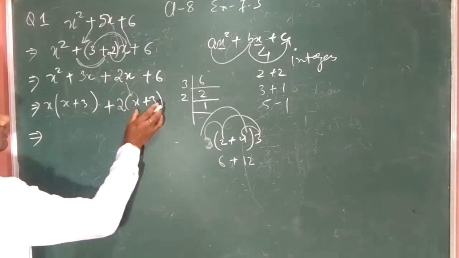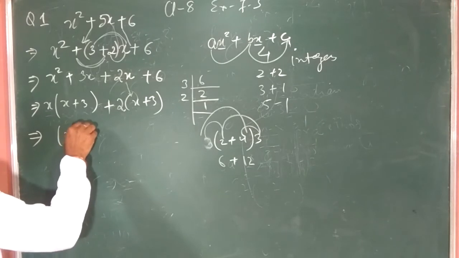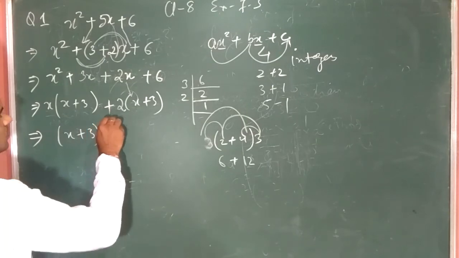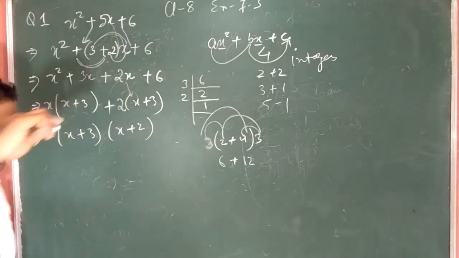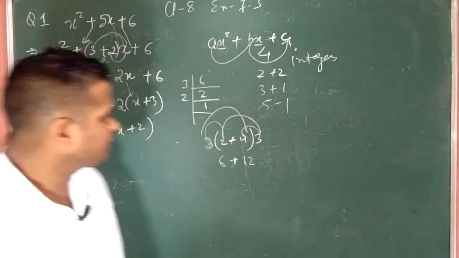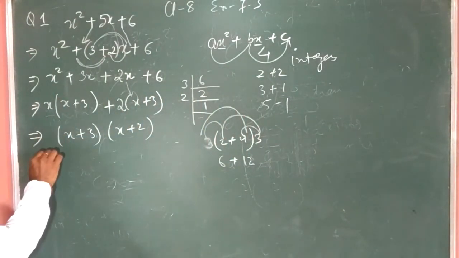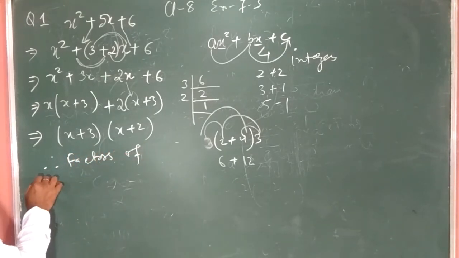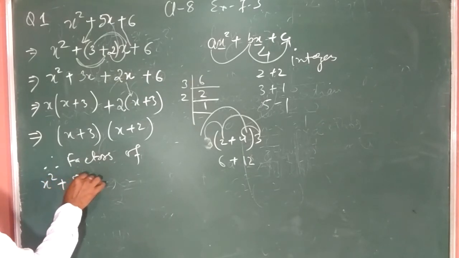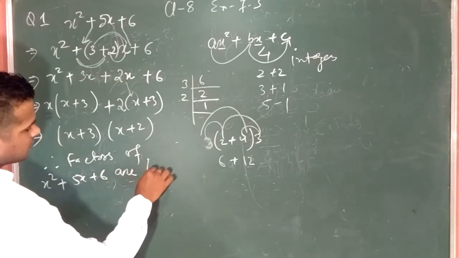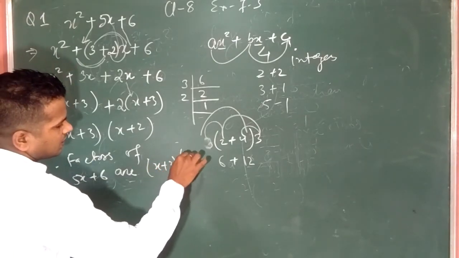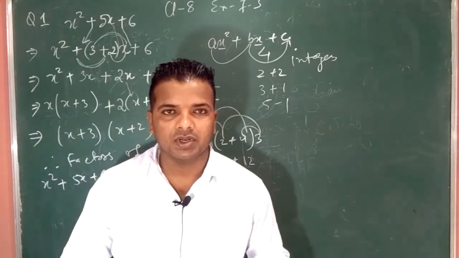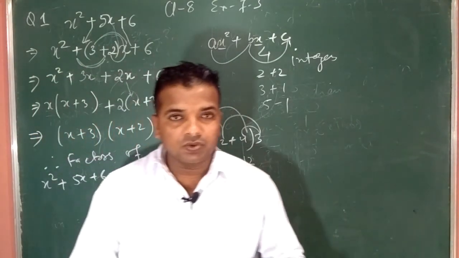Now we have x plus 3 and x plus 3 2 times. So we will take only one, x plus 3. Now we have x and plus 2. So x plus 2. So this is the solution. Therefore, factors of x square plus 5x plus 6 are x plus 3 and x plus 2. This is the solution for question number 1. Similarly, we will do question number 2.